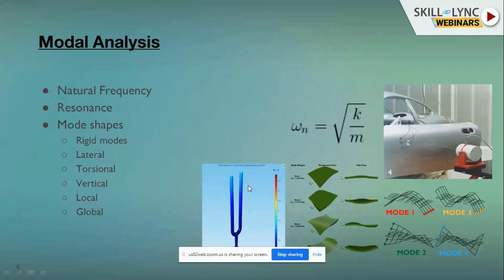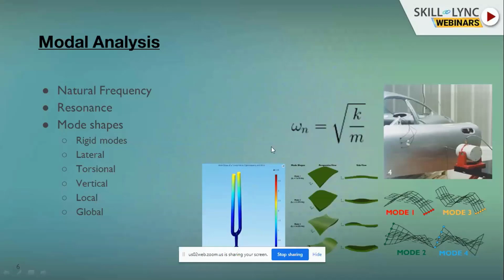There are different types of mode shapes, with different terminologies: rigid modes, lateral modes, torsional modes, and vertical modes. There is also something called local and global modes, which usually are applied to the whole body. Global modes are the ones where you can say 85 to 90% of the body is having a displacement, and local modes are usually where only one part of the body has certain displacements. That is usually observed at higher frequencies, and global modes are of more interest at lower frequencies.